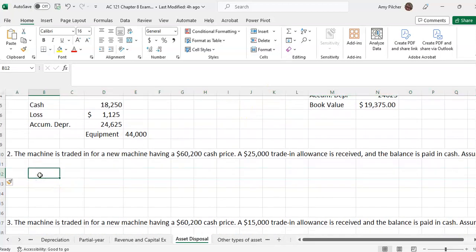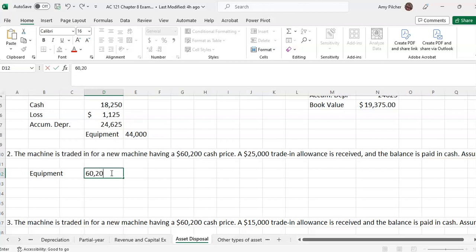So first, we got a new piece of equipment, or a new machine. And the value of that machine is $60,200. Okay. This is a gain because $25,000 is more than $19,375. So the gain is a credit entry.